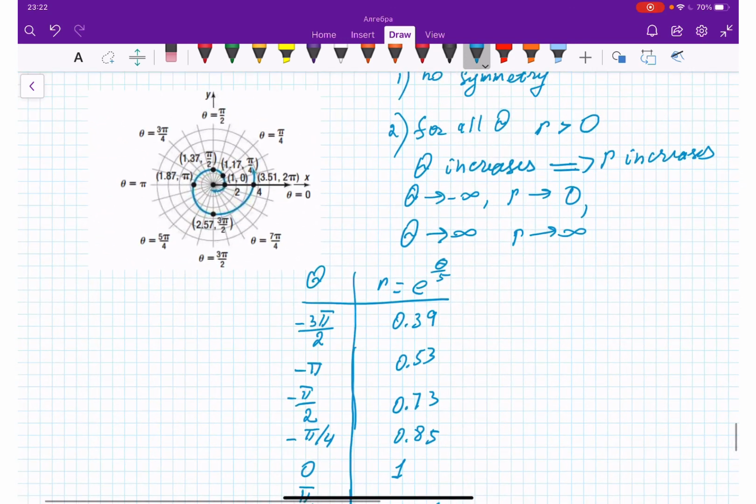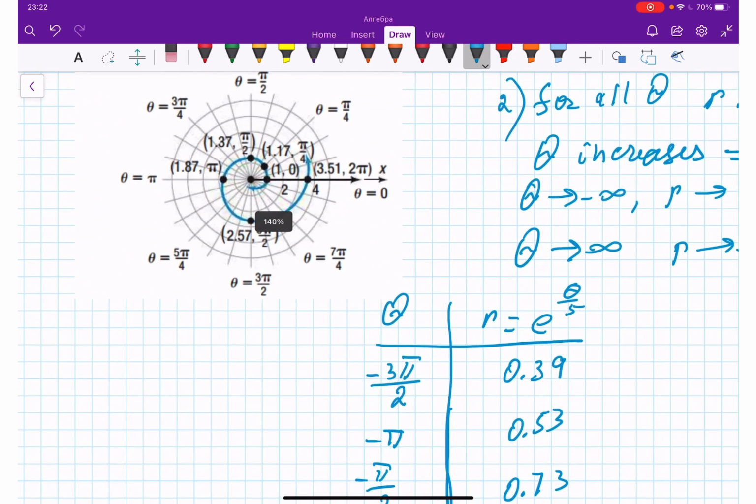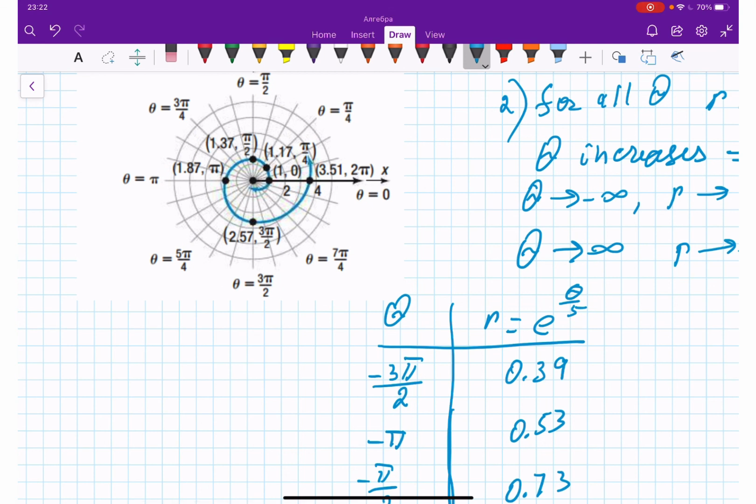So this curve that is built based on this table has a name. It's a logarithmic spiral, since the equation may be written as theta equals 5 natural logarithm of r. Okay, and the spiral goes on infinitely both towards the pole and away from it. So you can take either way.